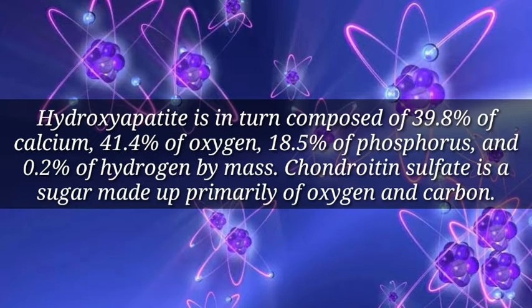Hydroxyapatite is in turn composed of 39.8% calcium, 41.4% oxygen, 18.5% phosphorus, and 0.2% hydrogen by mass. Chondroitin sulfate is a sugar made primarily of oxygen and carbon.